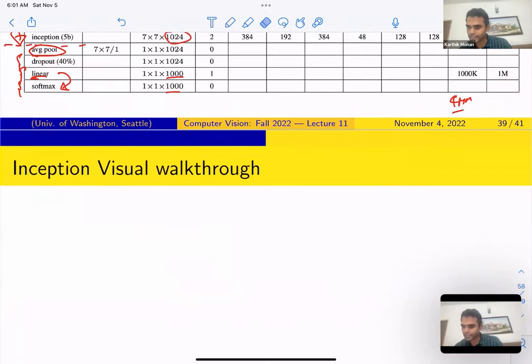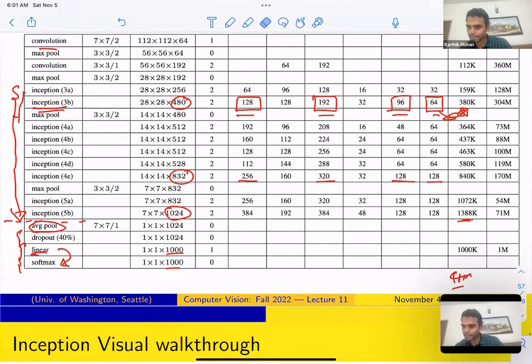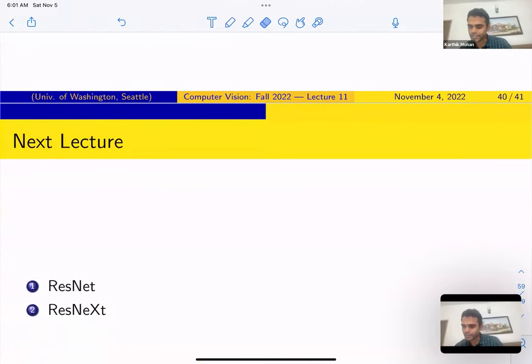So that's GoogLeNet. In the next lecture, we'll look at ResNet and ResNeXt as some of the top models for CNN. We'll look a little bit more into the intuition.